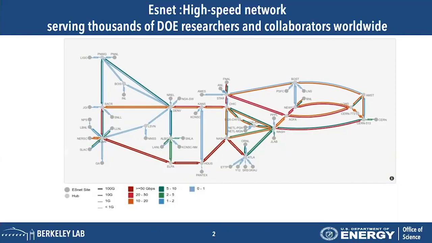So the goal is to develop a Google Maps for ESnet, where the most optimal network route is selected to transfer data from source to destination, thereby avoiding traffic.